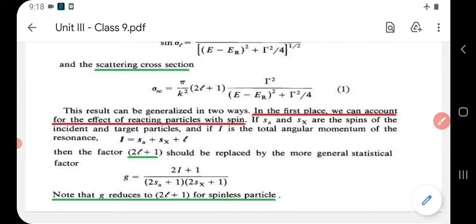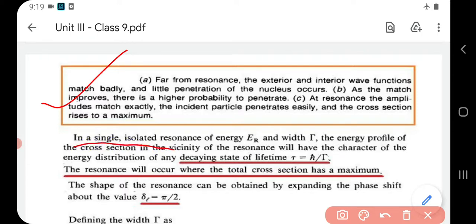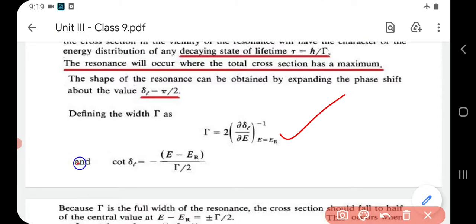So in this slide, you can mention what is written in that column, and then write, in a single isolated resonance, let ER be the isolated resonance energy of width tau. Then the decaying state of lifetime is given by tau is equal to h cut by this one. Then the resonance occurs when total cross section is maximum. Then you have to write this sentence. Then the width tau is defined by this expression. No need of this.